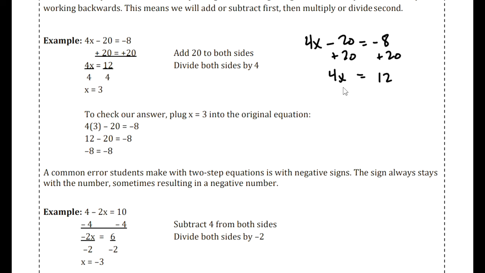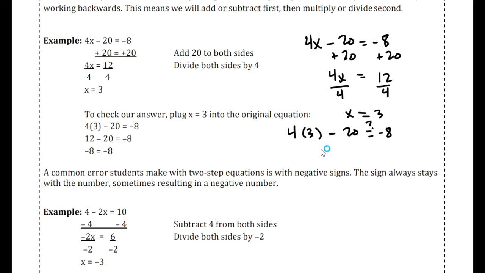And then we have 4 times x, so the opposite of multiplying by 4 is dividing by 4, giving us x equals 3. It's very important that you check your answers. So we think the answer is 3, but to double check, we'll go back to the original equation and we'll put 3 in for x. And then we'll look to see if the left-hand side equals the right-hand side.